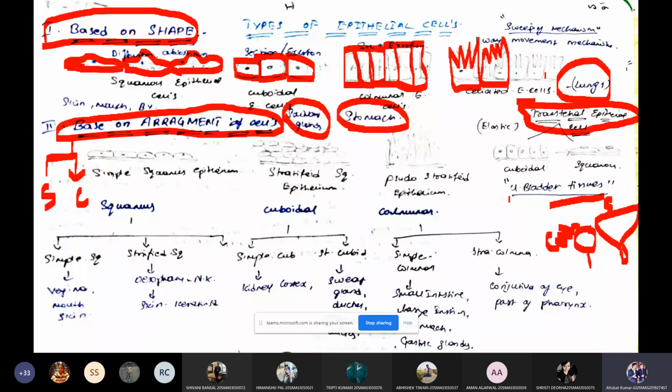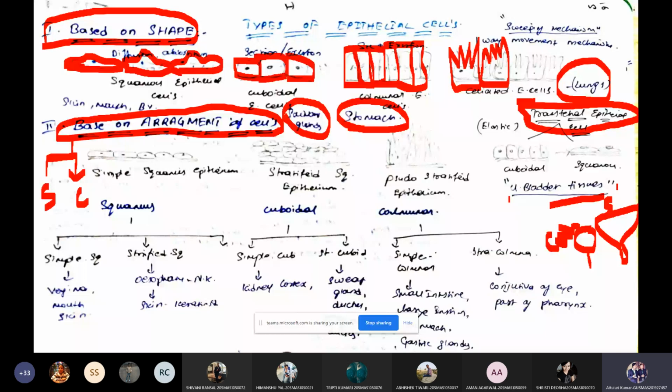So these are the 5 types of epithelial cells we have depending upon their shape. We have squamous, cuboidal, columnar, ciliated, and transitional. Transitional cells will change their shape depending upon the requirement, cuboidal and squamous. Is it clear, students? Shall I move forward? Yes, sir. Very good.